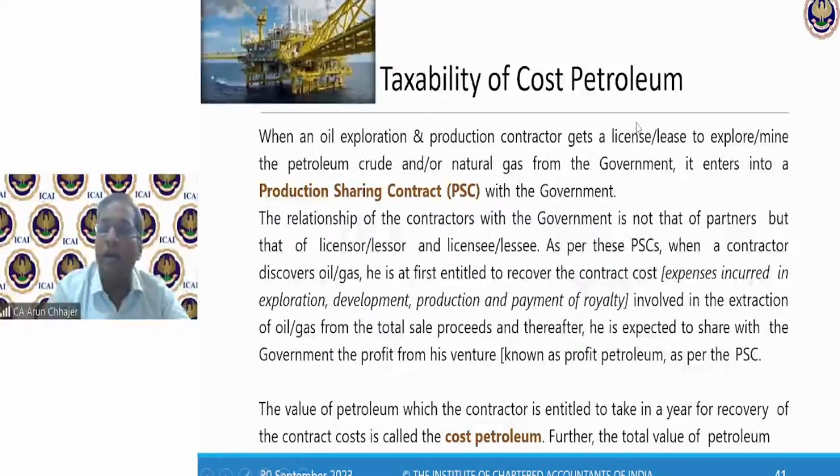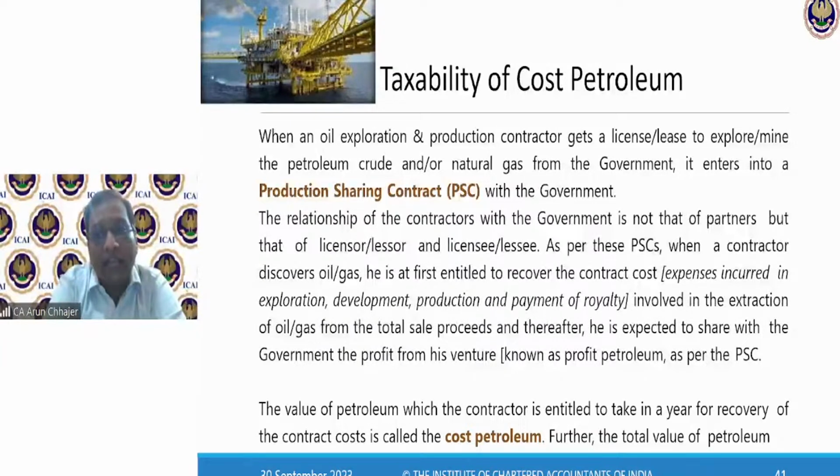Let me move to the various concepts of taxability, which have been clarified by way of circular in the supply chapter. Any question? Let me see. No. So, taxability of cost petroleum. We have to understand the concept also. What is that concept?